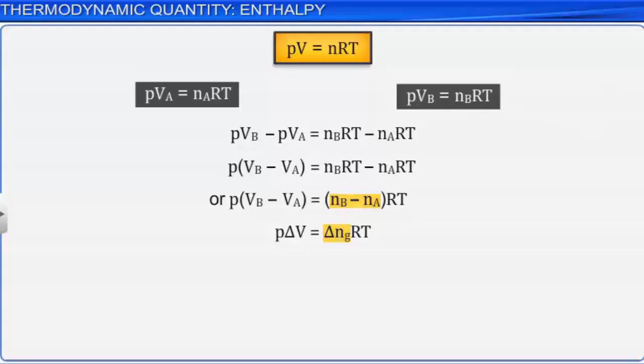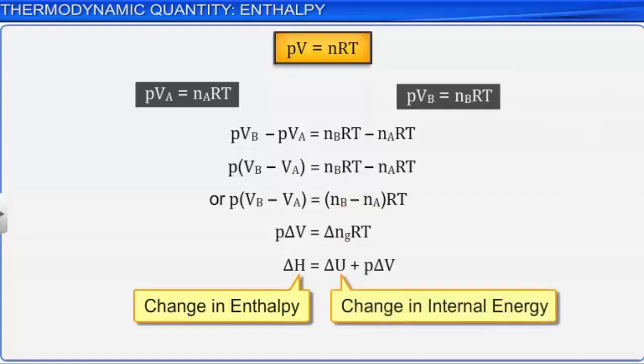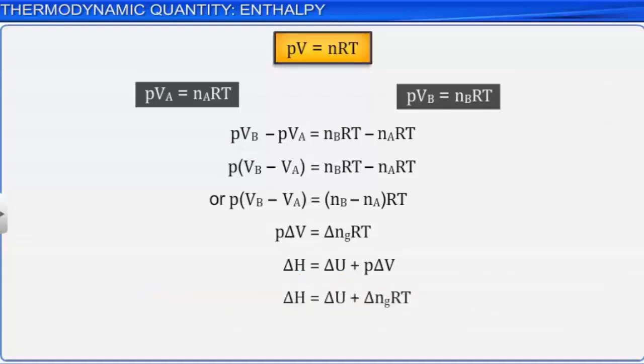We learned that change in enthalpy, delta H, equals change in internal energy, delta U, plus the product of pressure P and change in volume delta V. On substituting the values, we get change in enthalpy delta H equals change in internal energy delta U plus change in number of moles of gas delta n g RT. This relation helps us in calculating the change in enthalpy from change in internal energy and vice versa.